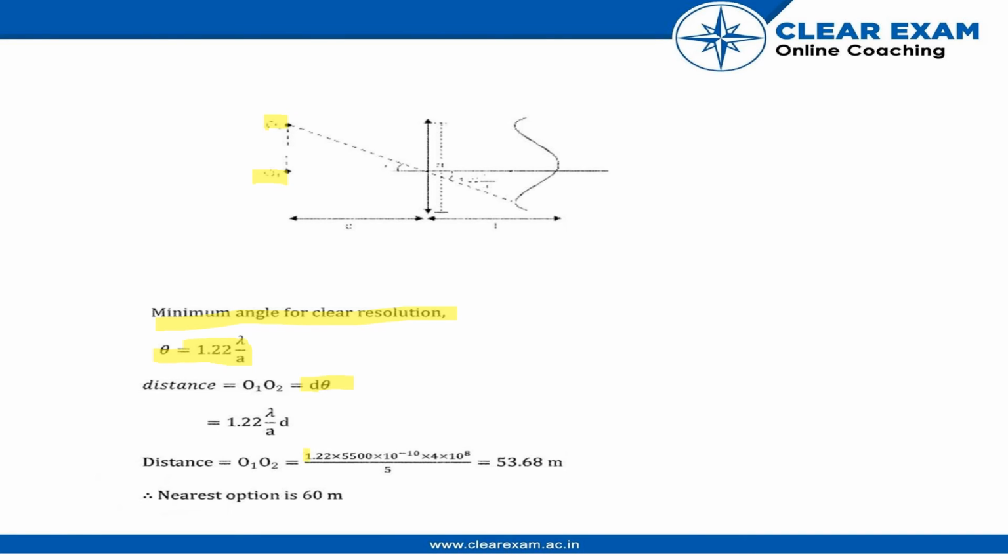So 1.22 into 5500 Angstrom means 10 to the power minus 10 meter, and the distance between moon and earth is given as 4 into 10 to the power 8, and a is given as 5. So it is coming 53.68 meter. So our nearest option is 60 meter.